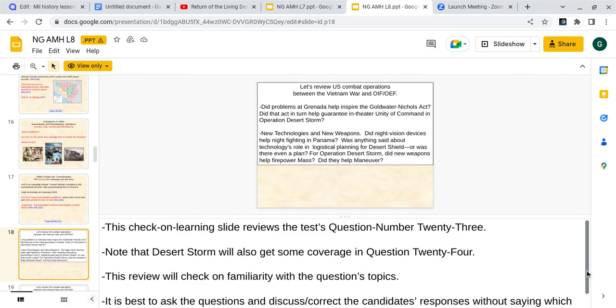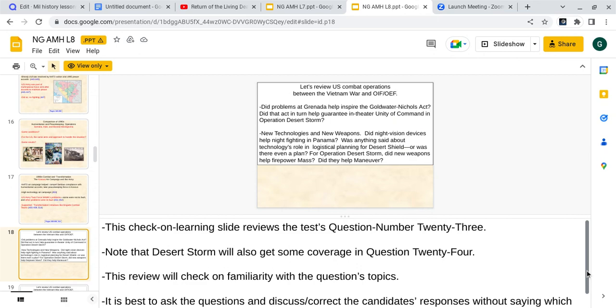Was anything said about technology's role in logistical planning for Desert Shield, or was there even a plan? So we needed a high degree of logistical planning for Desert Shield because we had so much new, sophisticated technology being used. However, they admitted there was not really much of a plan in terms of logistical planning. Nevertheless, it was successful thanks to the unity of command that came from the Goldwater-Nichols Act.